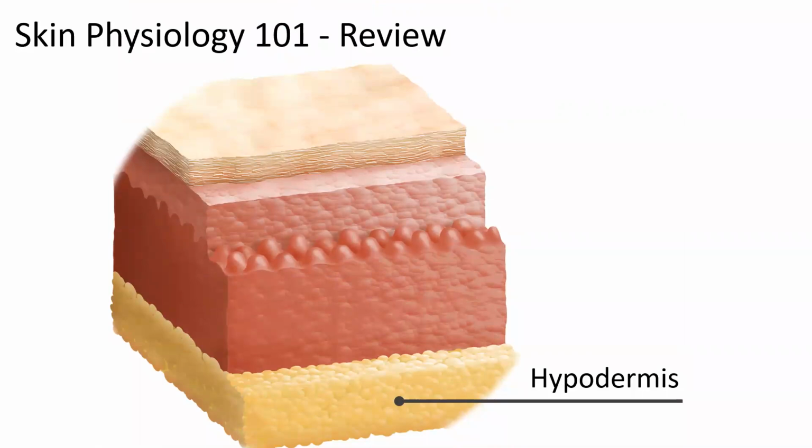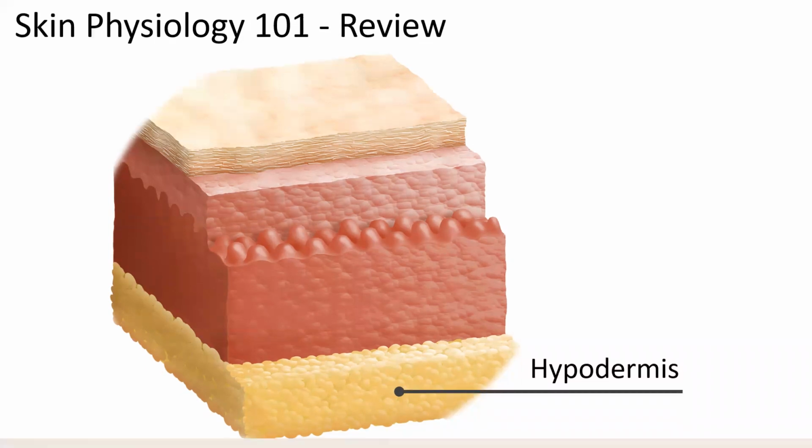And your hypodermis, this is the fatty layer, and really important because this layer is really going to help keep your body's temperature stabilized. And where is the hypodermis kind of scarce? Places like your eyes, your neck, your hands.